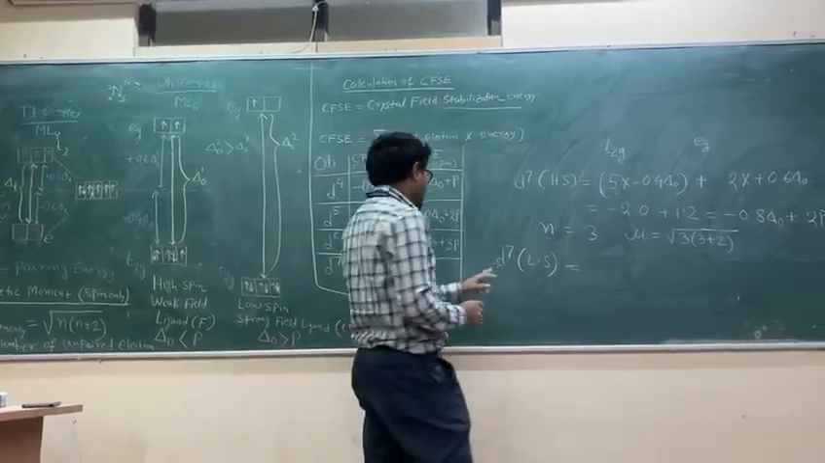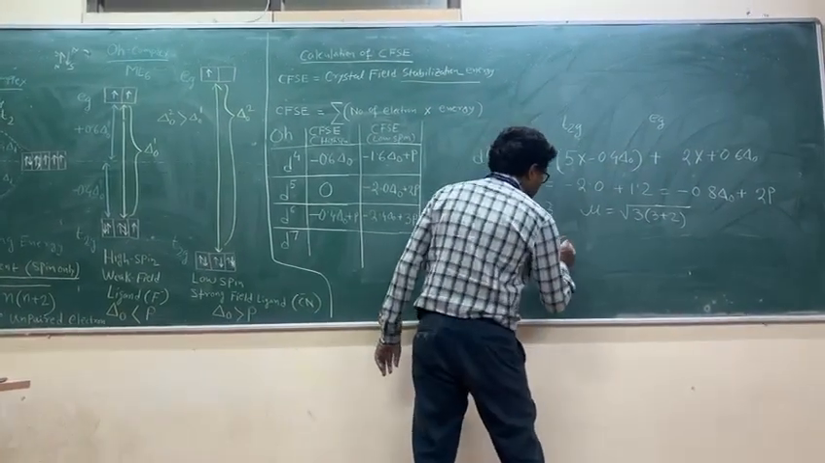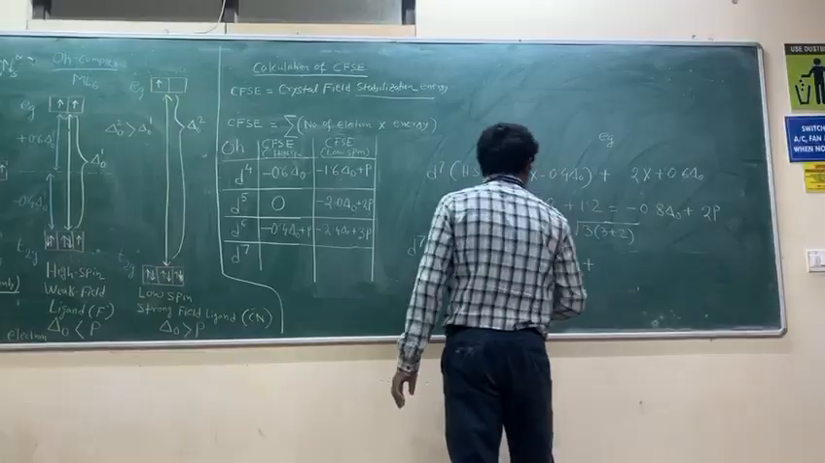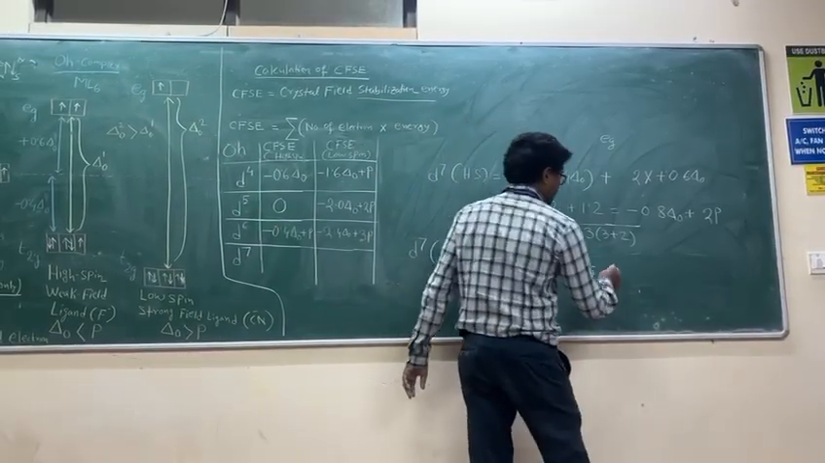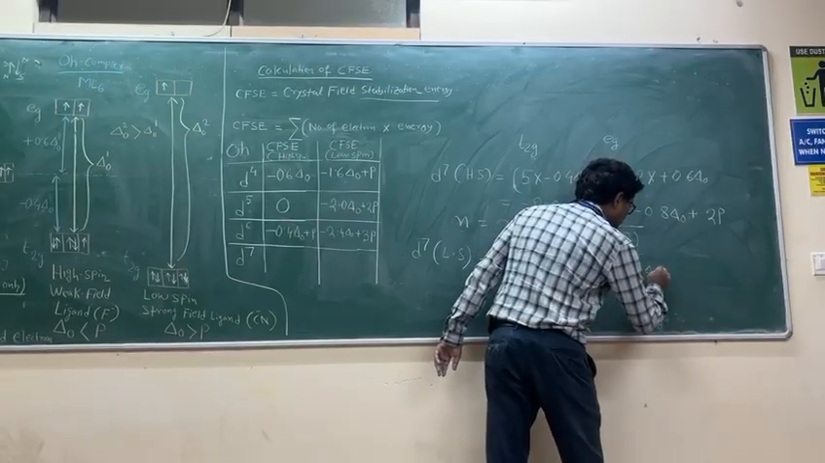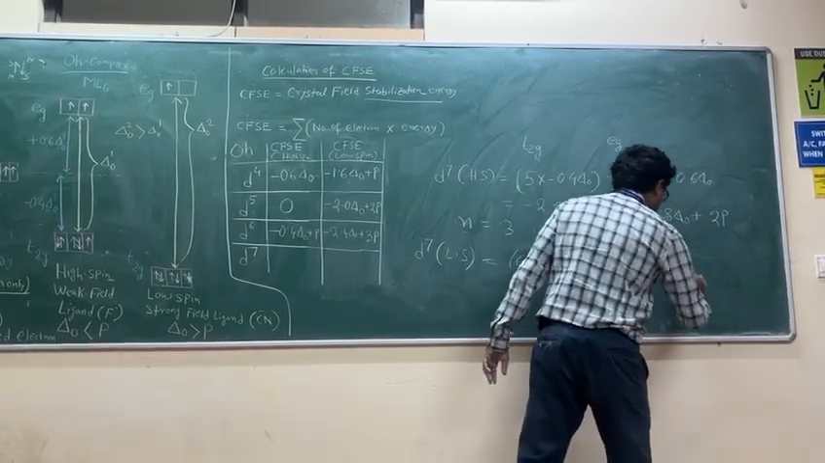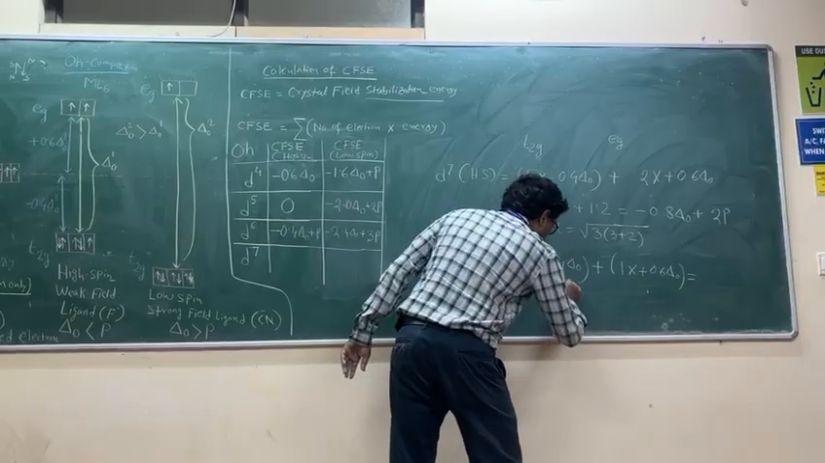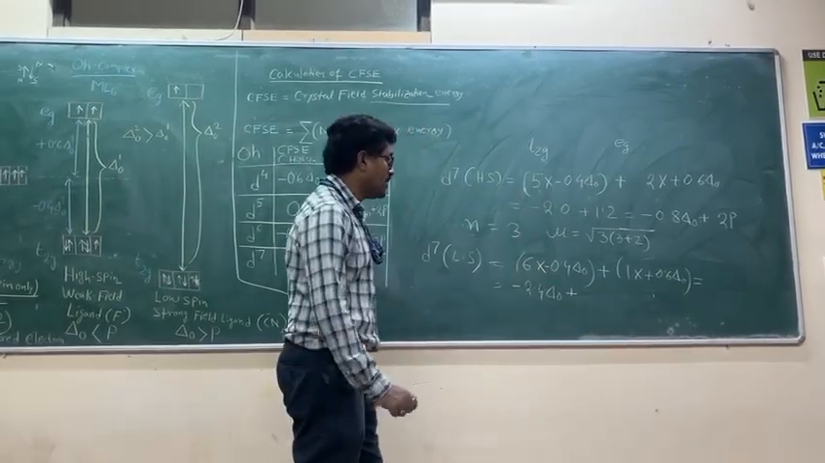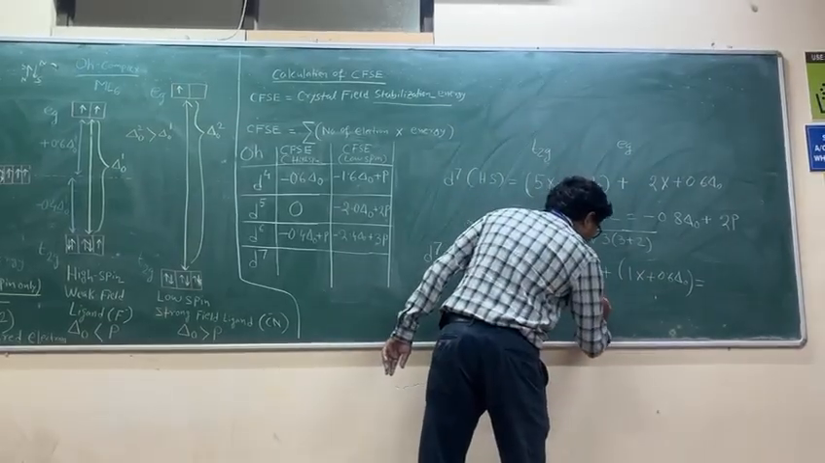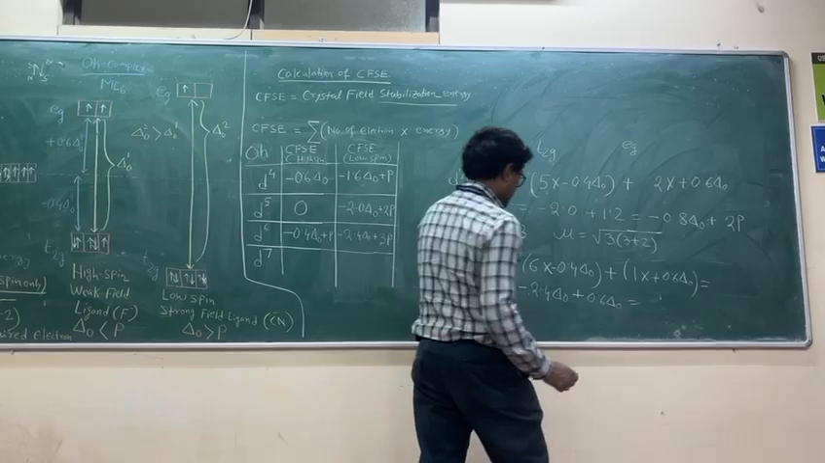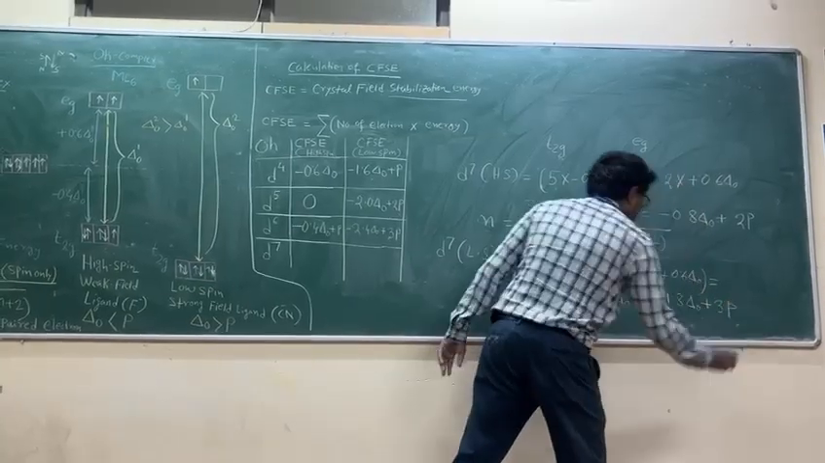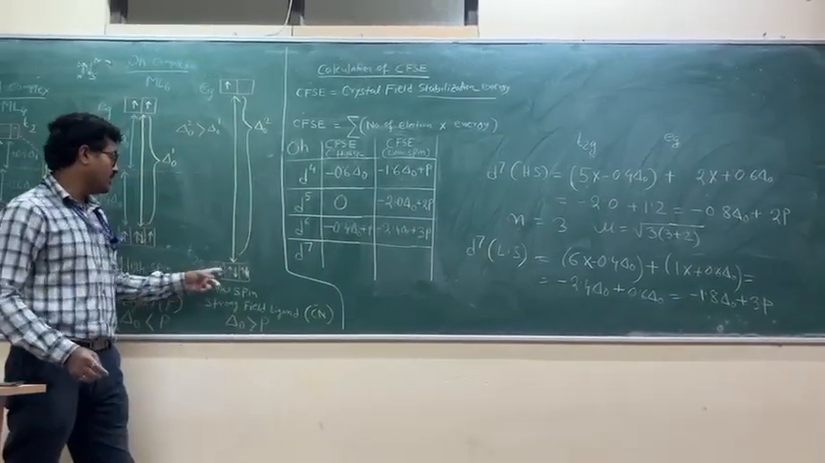So for d7 LS, low spin, the t2g level total number of electrons is 6 into minus 0.4 delta O, plus the eg level has 1 electron, 1 into plus 0.6 delta O. So the total energy will be minus 2.4 delta O plus 0.6 delta O. Total will be minus 1.8 delta O plus 3P. 3P we have to write here because there are 3 pairings, 1, 2, 3 pairings.